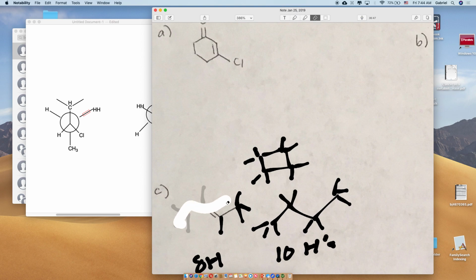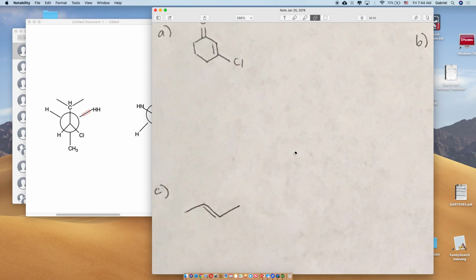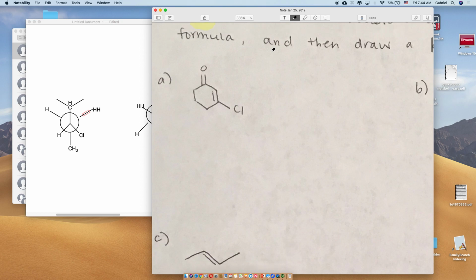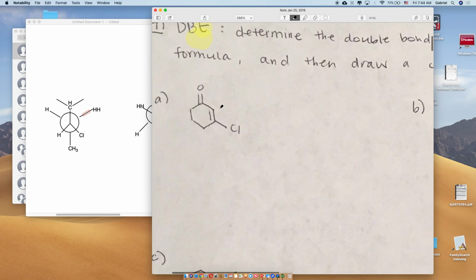So we can calculate the double bond equivalent either by just looking at the structural formula, which we have right here, or we could calculate it given the molecular formula. Let's do it both ways, just to see how it works. This one we see we have a double bond and a ring. 1 plus 1 plus 1. We should have a double bond equivalent of 3.